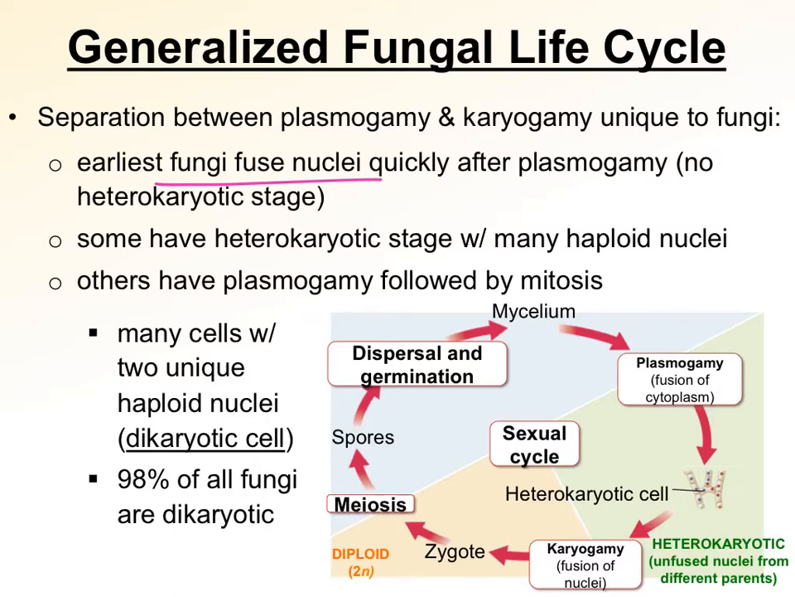Some do have this heterokaryotic stage with many haploid nuclei, and then others have plasmogamy followed by mitosis. So that would basically be taking that heterokaryotic cell with the two unique nuclei and then rapidly reproducing them so that you have many, many of those heterokaryotic cells. In those instances, we call these dikaryotes, and about 98% of all fungi fall into this category, and we'll talk more about them later on.